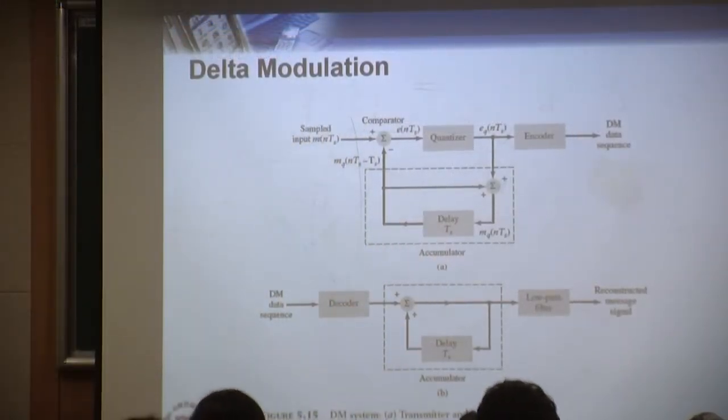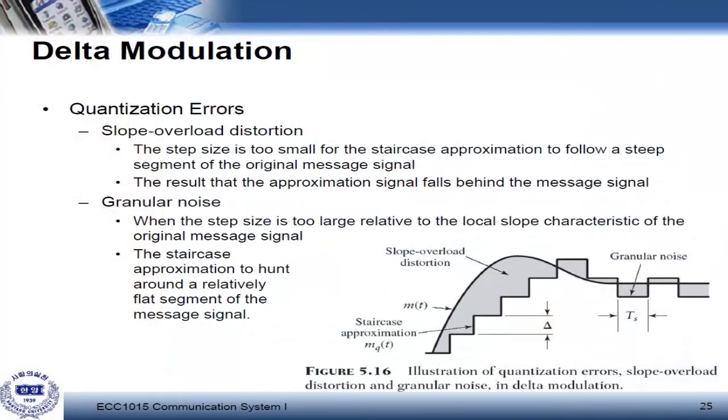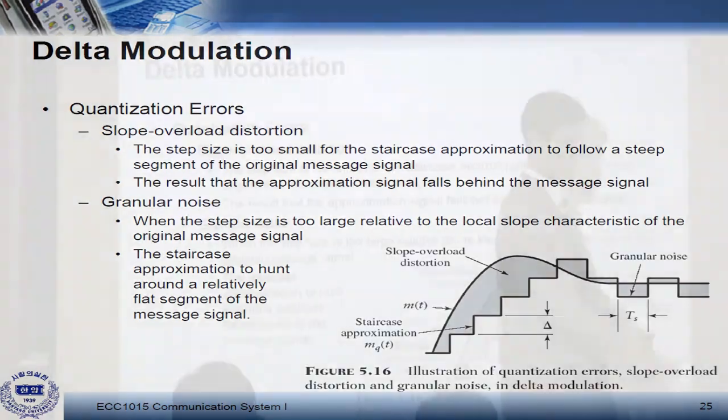Okay, so that's what delta modulation looks like. In delta modulation, we generally have two problems. One is called slope overload distortion, and the second is the granular noise problem.